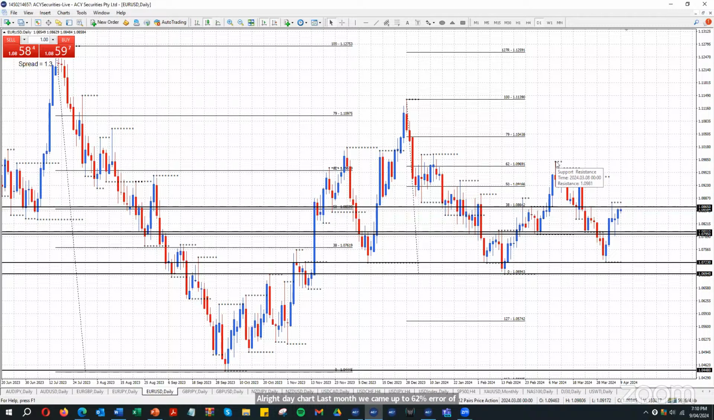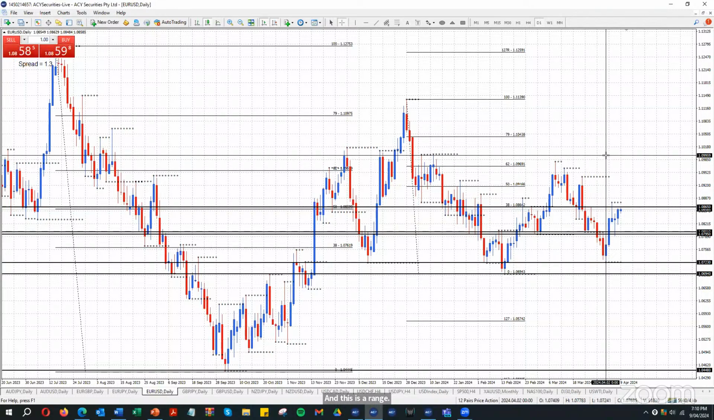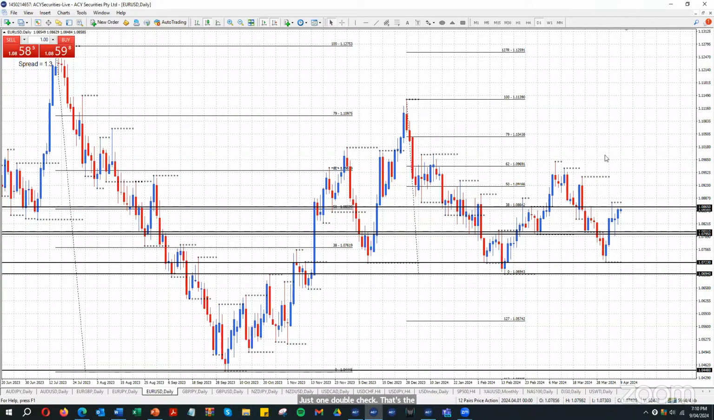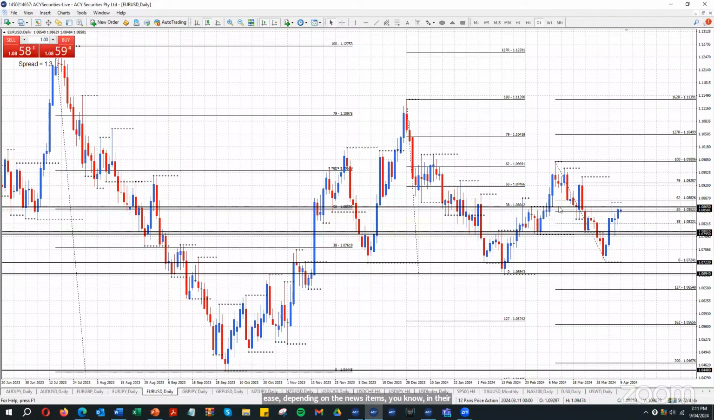And this is a range, just want to double check. That's the March high, that's into April low. So we've actually had a month down, but depending on the news items, their release, this whole range here, we've just been a bit short of 62 at the moment, getting stopped by this little area of resistance to the left at 108.65.